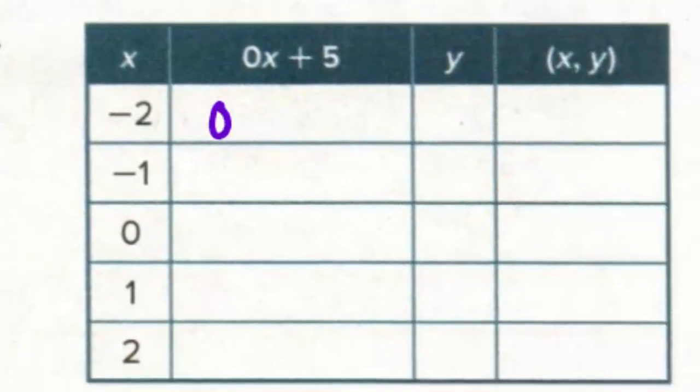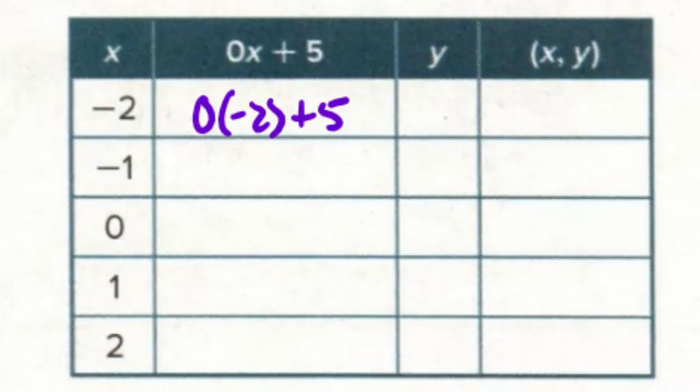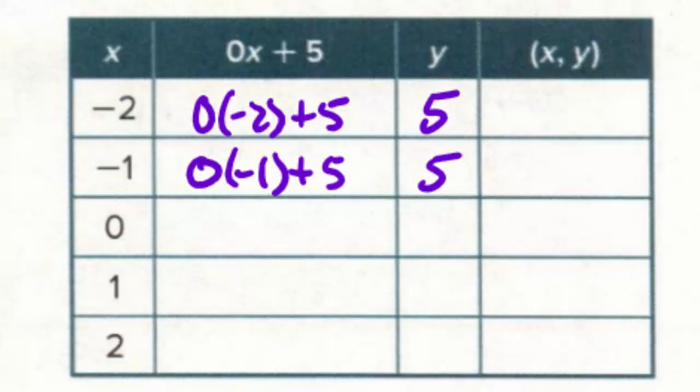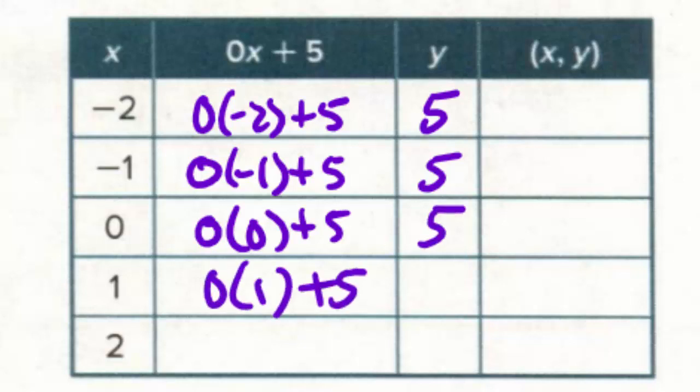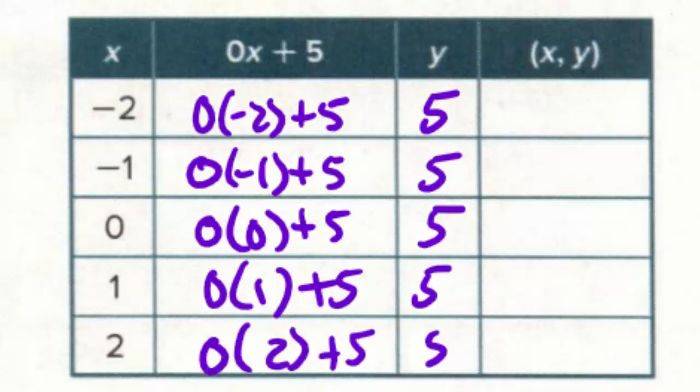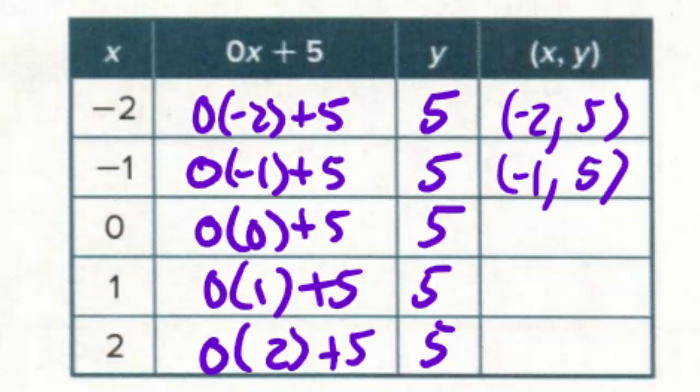So the first one is just going to be 0 times negative 2 plus 5, which is just going to output a 5. And then 0 times negative 1 plus 5, which is still going to output a 5, because we end up with a 0 plus 5 every time. So 0 times 0 plus 5 is 5, and 0 times 1 plus 5 is 5, and 0 times 2 plus 5 equals 5. And what you'll notice on each of these problems is the y value is always the same. So anytime you have y equal to a constant, then you'll have a horizontal line in which the value of y does not change. So we get 0, 5.